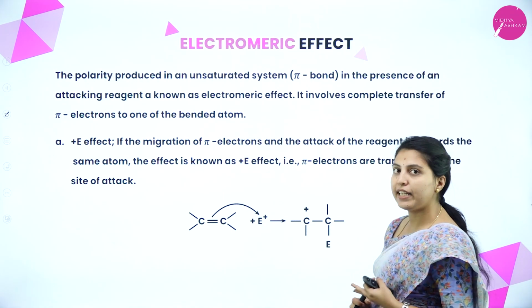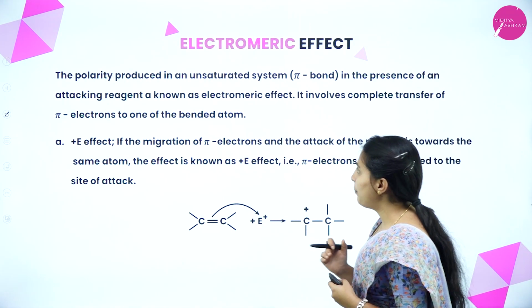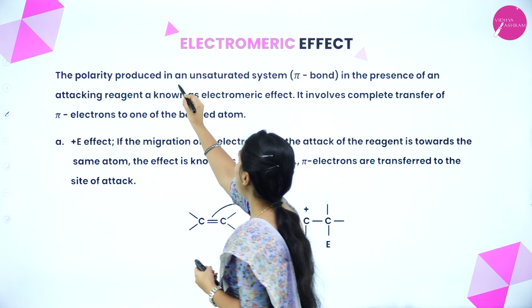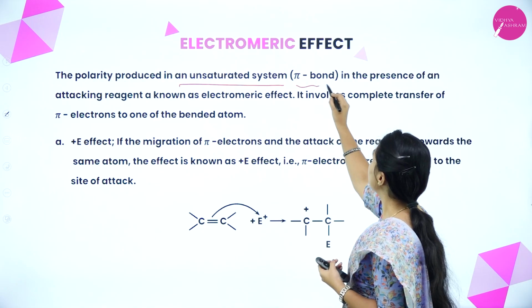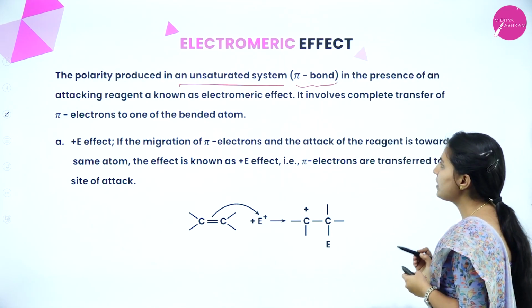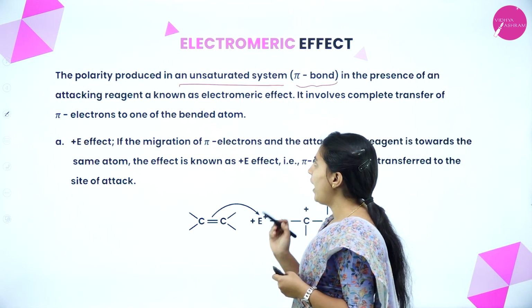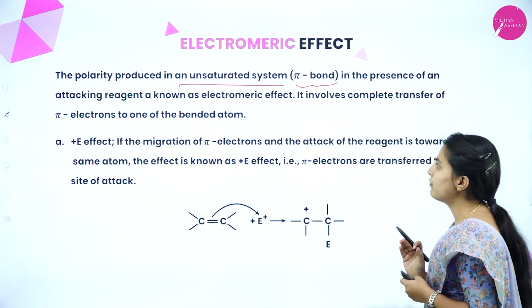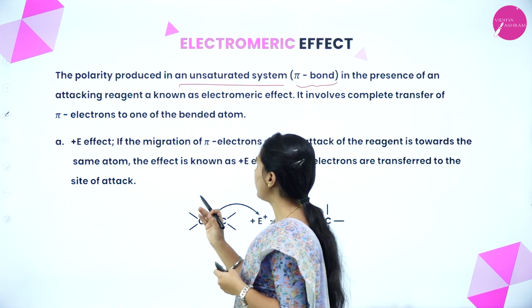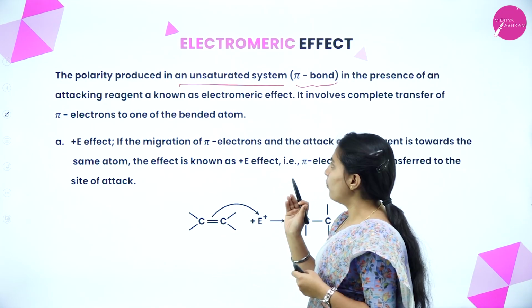Next one is the electromeric effect. It is the polarity produced in an unsaturated system, unsaturated meaning pi bond system, in the presence of an attacking reagent. It involves complete transfer of pi electrons to one of the bonded atoms. Okay, what are they telling?